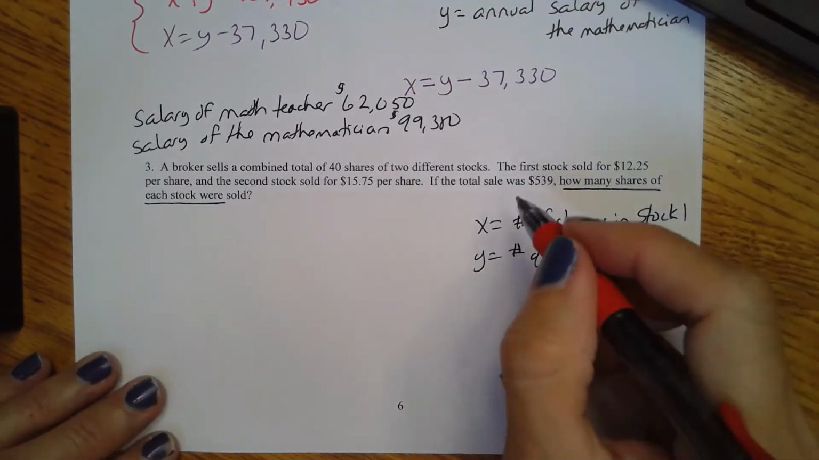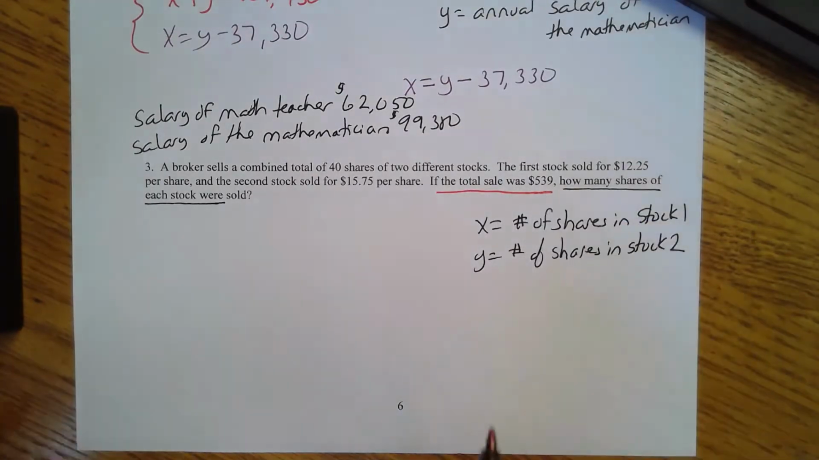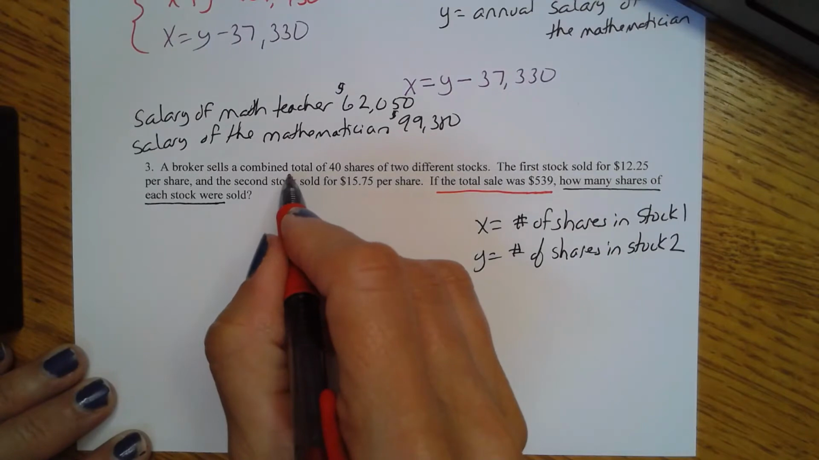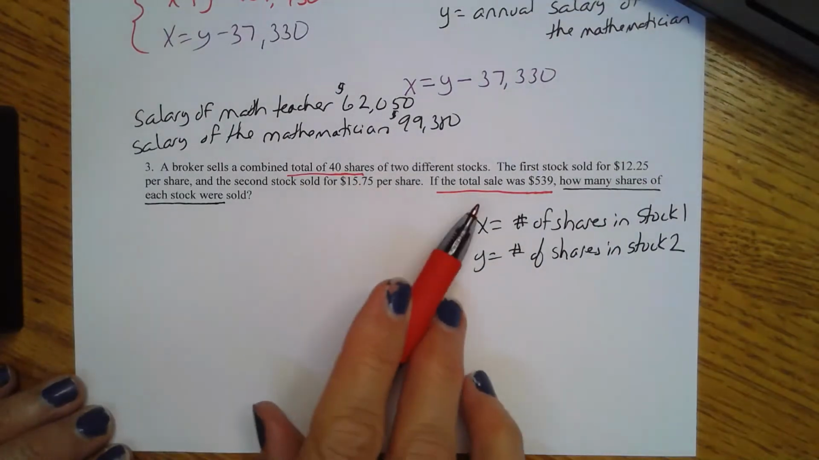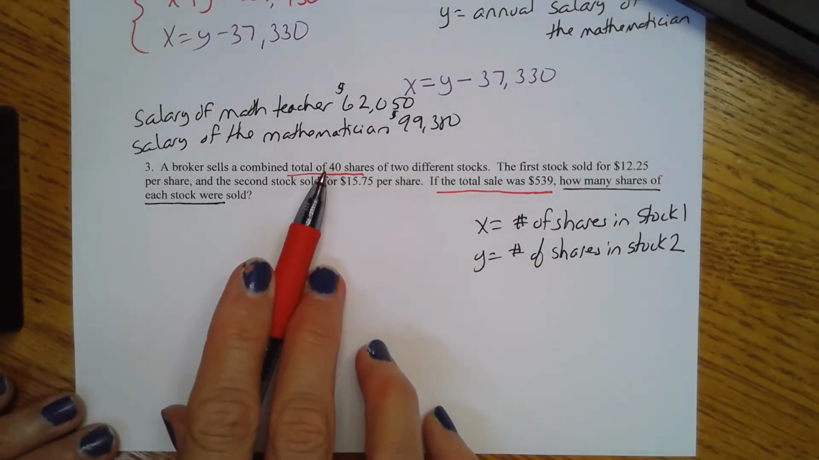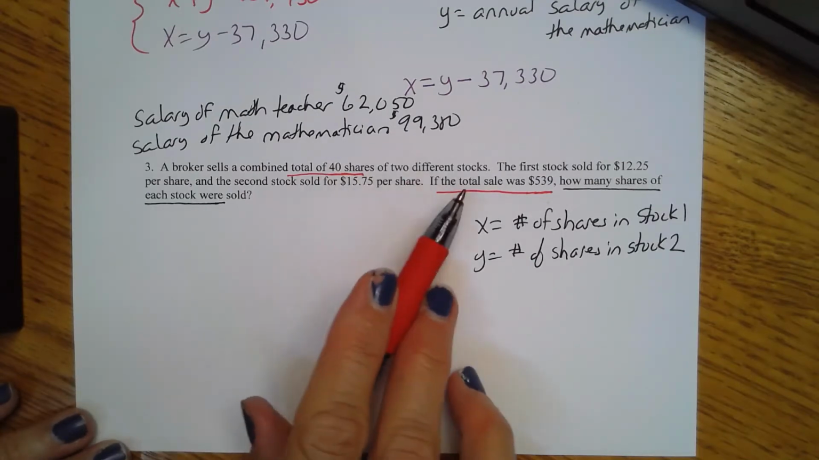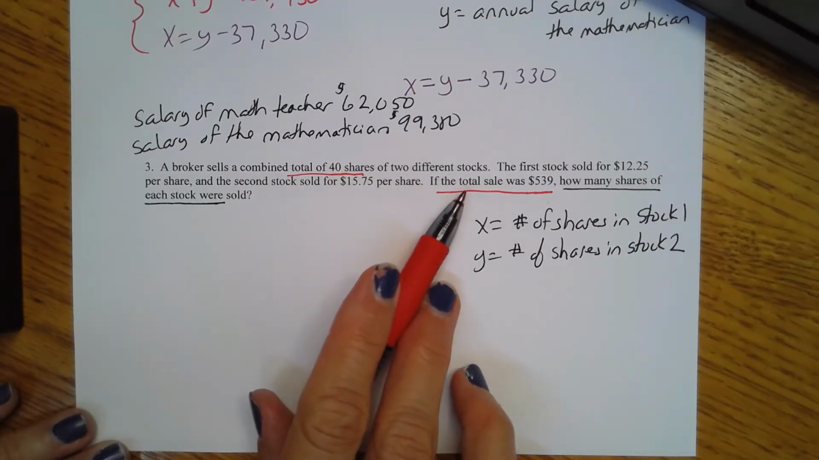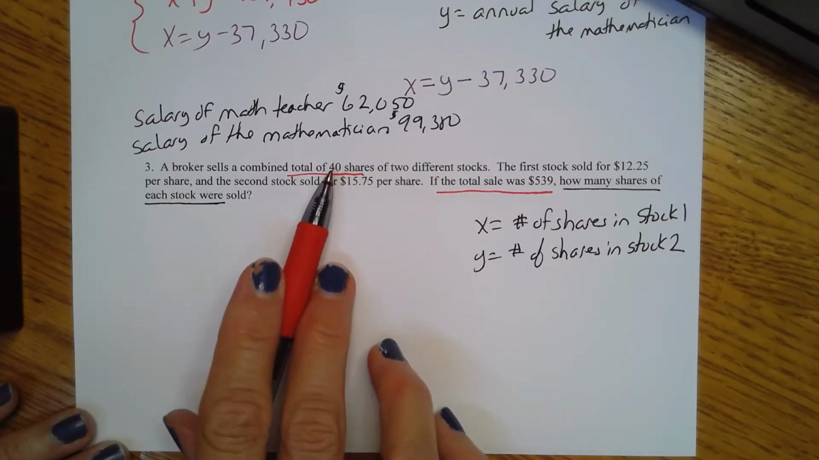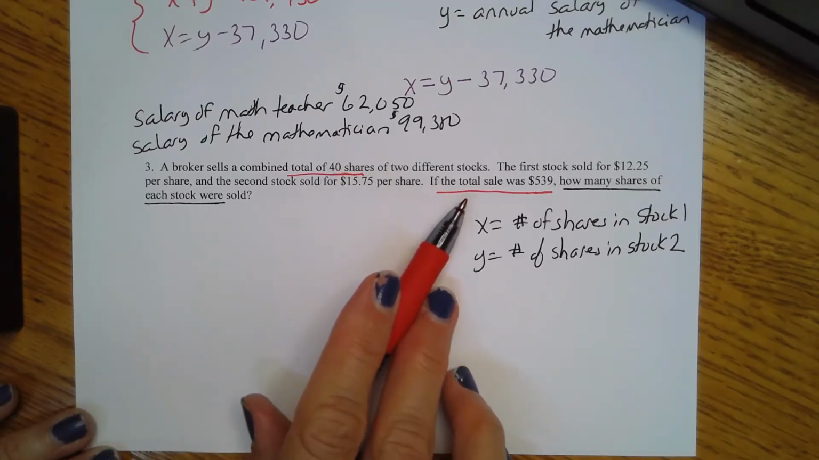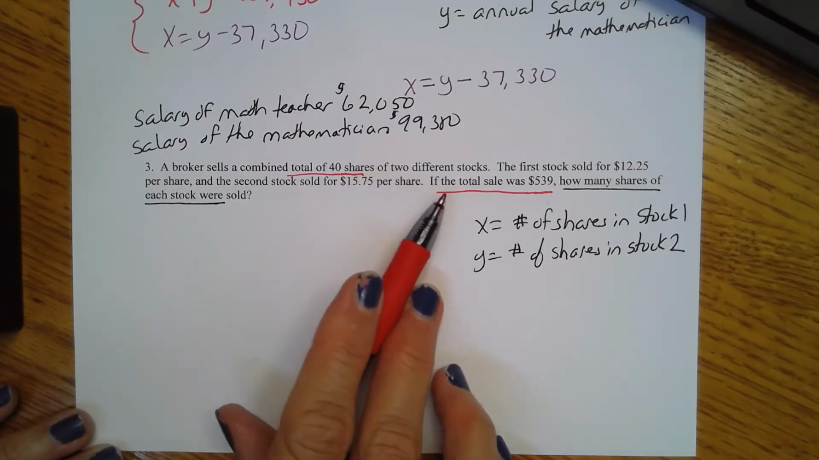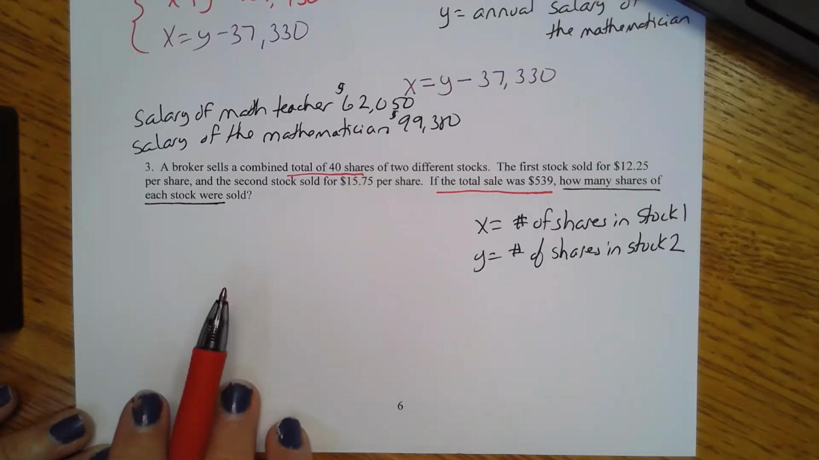So again, the easier equation is... I'm sorry. A broker sells a combined total of 40 shares. So which one is which? This one says the total shares of 40, and this one says the total sale was $539. So watch what happens. This one is the amount of stocks. This is the cost or the money that's coming back from them. So you have to be very careful on which one you use as just x plus y.